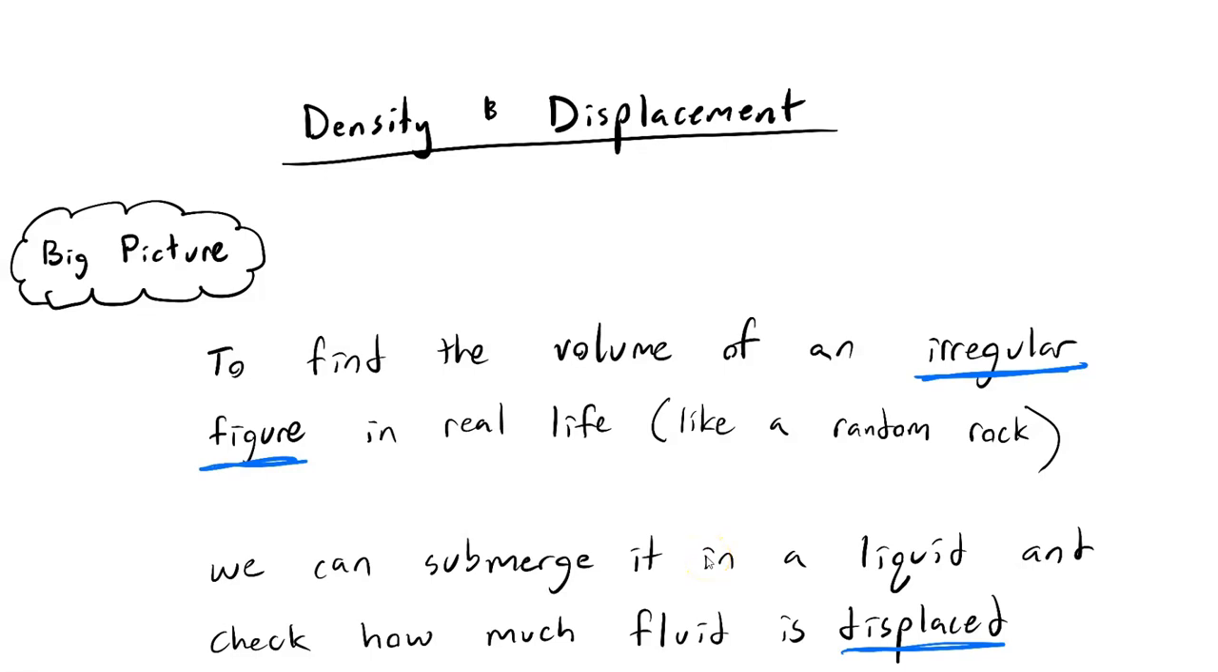All right, you guys, this one's on density and displacement. So the big picture here is, what if we just have a funky 3D shape? Like I pick up a random rock off the ground and I'm like, what's the volume of this weird thing? It's not like a triangular prism. It's not some neat shape.